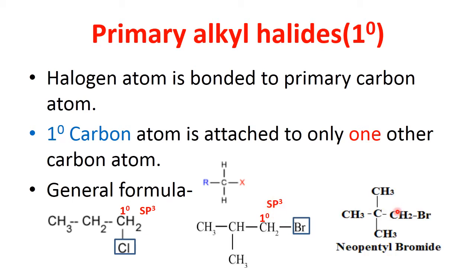In another example you can see this bromine as a halogen atom is bonded to a first carbon atom, that is a primary carbon atom, and that primary carbon atom is further attached to only one other carbon atom and therefore it is an example of primary alkyl halide. In this example also this primary carbon atom is bonded with single bonds and therefore it also undergoes sp3 hybridization. Next classification is secondary alkyl halides and this is represented as 2 degree.